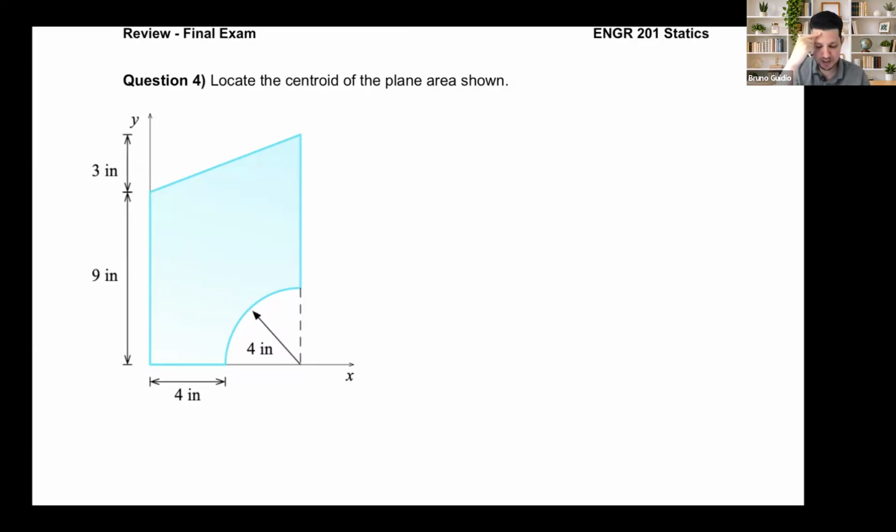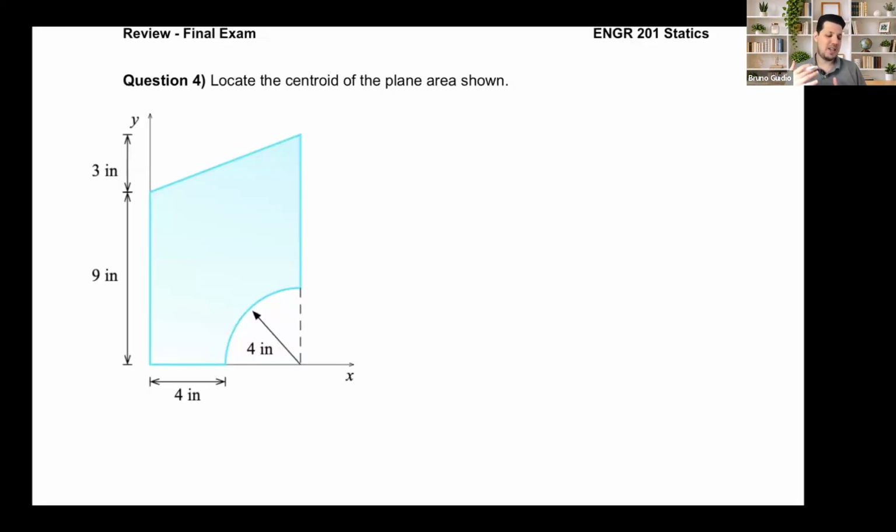All right, so centroid. I need to find the centroid of this shape. So I need to split this shape in small parts. I need to find the centroids for the small parts, and I will do the equation. Centroid of a small part, x times area, divided by the sum of the areas.